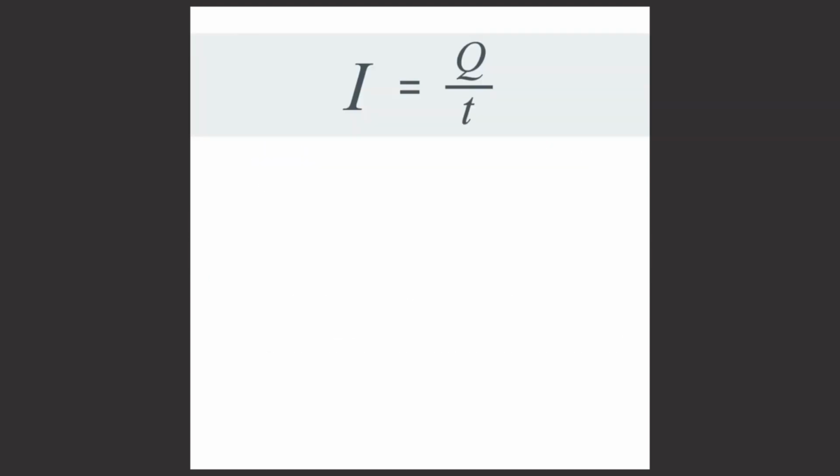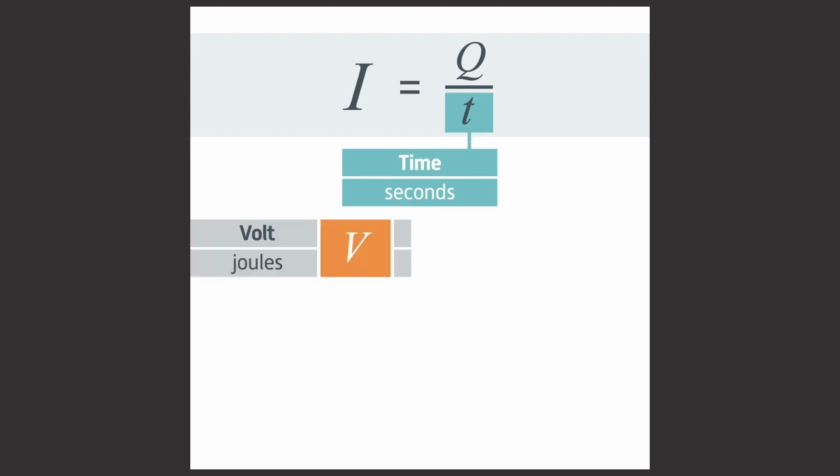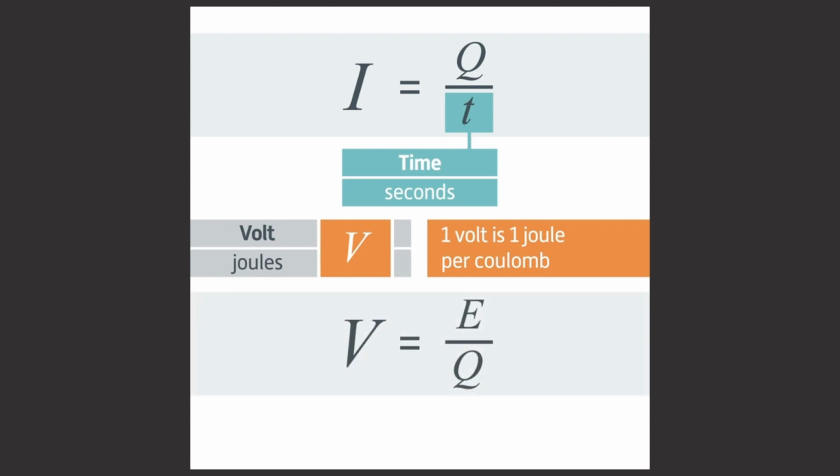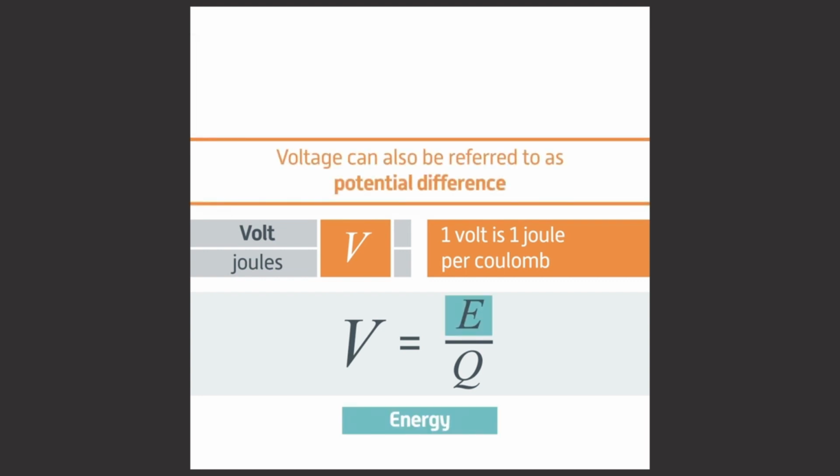You can work out the current through the equation I equals Q divided by T, where T means time and is measured in seconds. A volt, symbol V, is how much energy in joules each coulomb of charge is carrying. 1 volt is 1 joule per coulomb. You can work out voltage through the equation V equals E divided by Q, where E is energy. Voltage can also be referred to as potential difference.